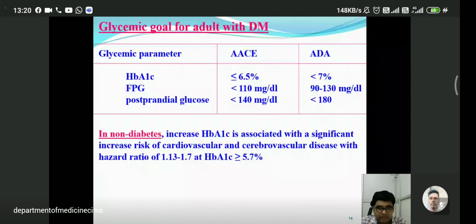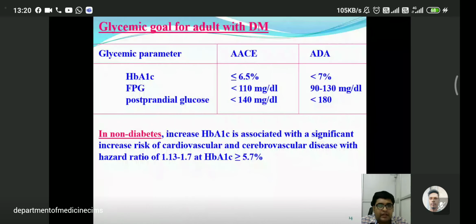Fasting is less than 110. More or less it is a similar range, but some difference is there. In postprandial, AACE says less than 140, and ADA says 180. We follow ADA. It is the less strict one, and it is followed more worldwide. The American Diabetes Association guidelines are followed even for the diagnosis and for the treatment goals.